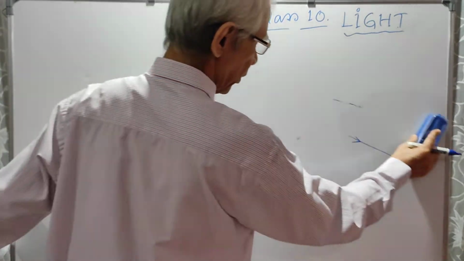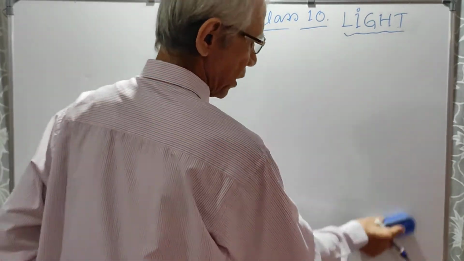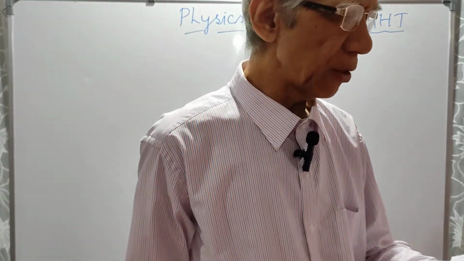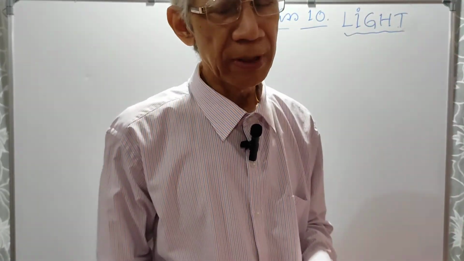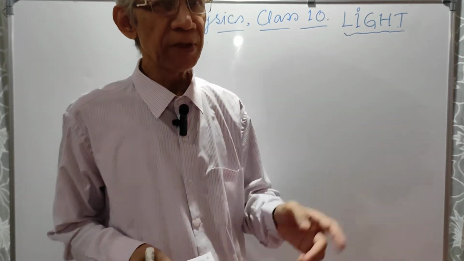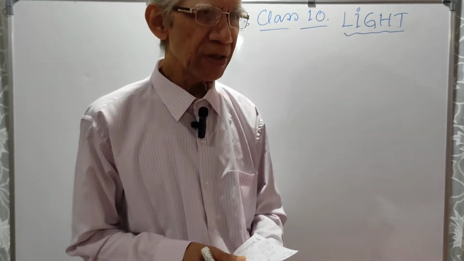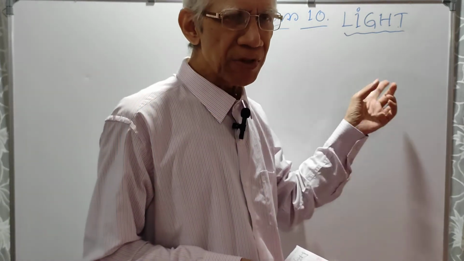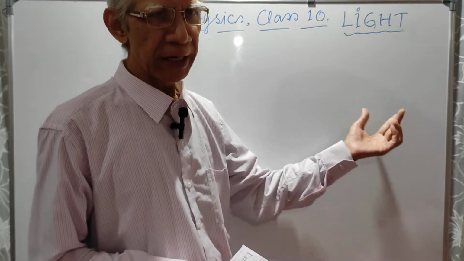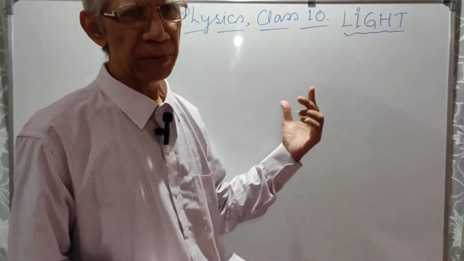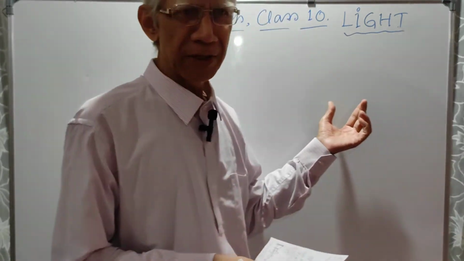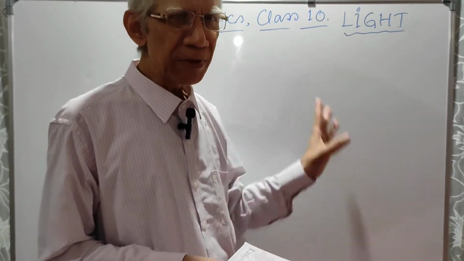Now, I want to discuss some numerical problems related to lens and mirror. There is a kind of problem which students find difficult to solve. 80% of the students fail to solve it because they make mistakes in signs: where there should be negative they put positive, where there should be positive they put negative. So the signs are what students find difficult. So let me simplify the process.